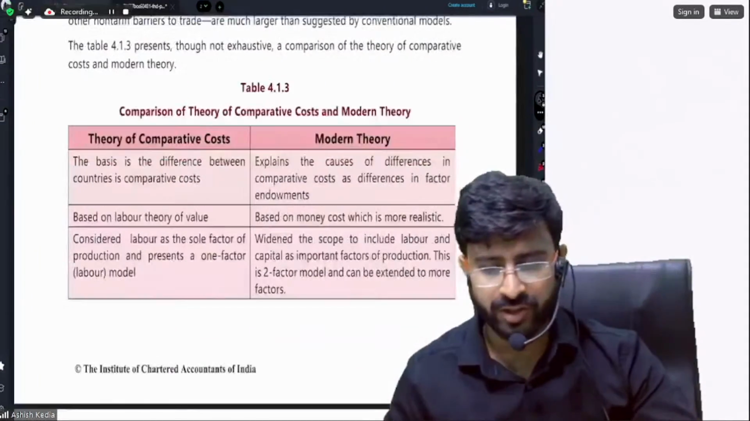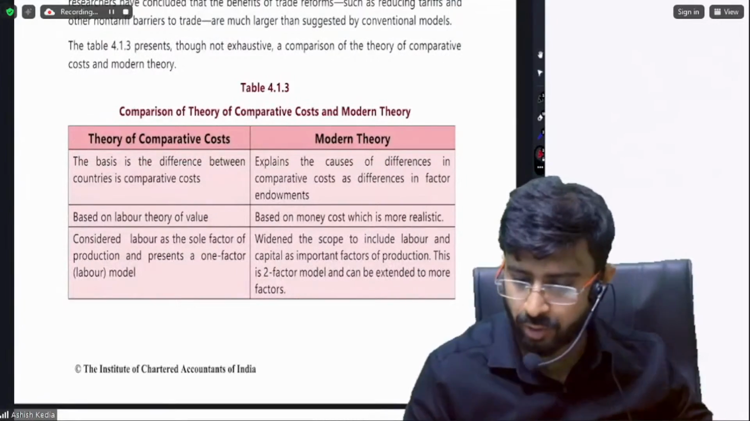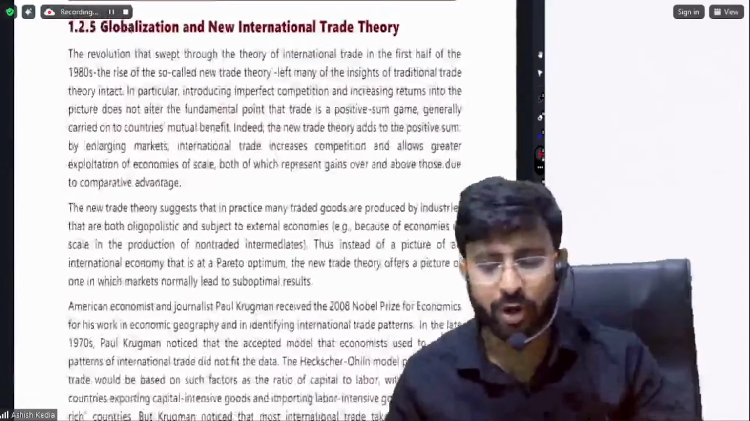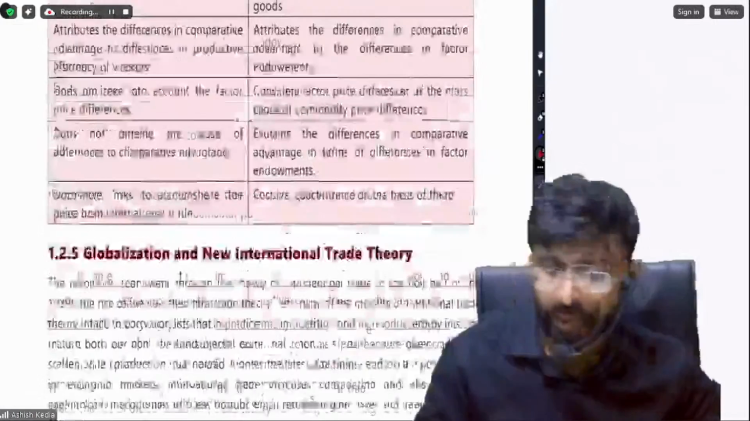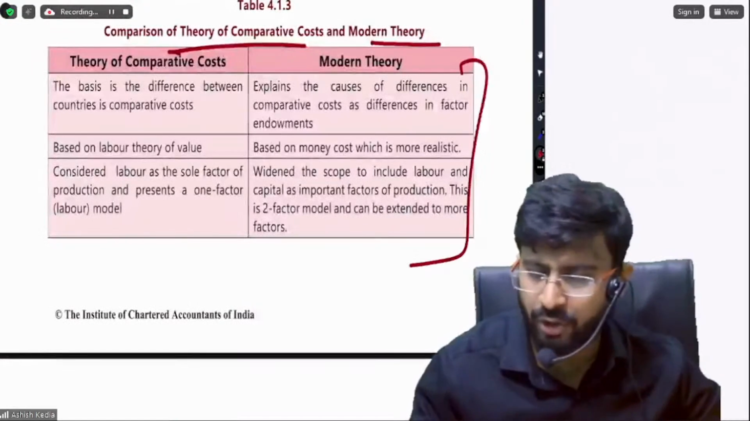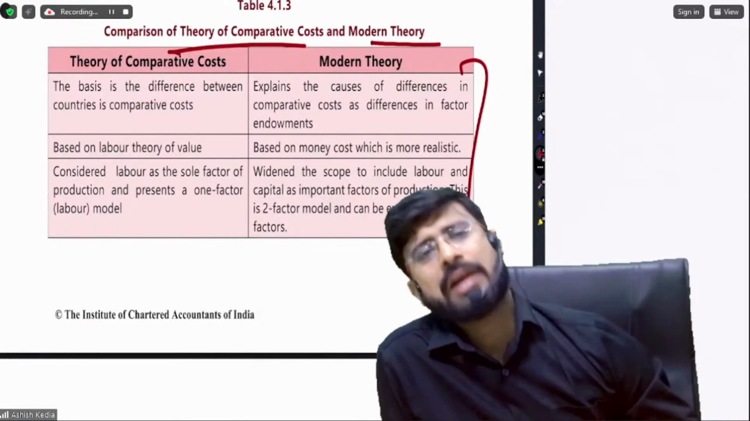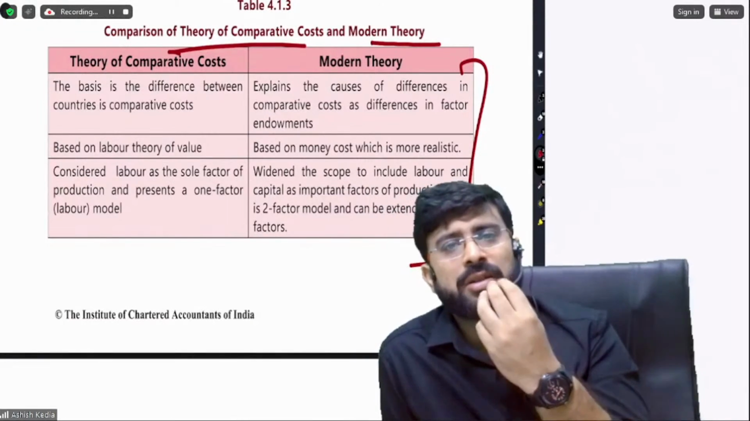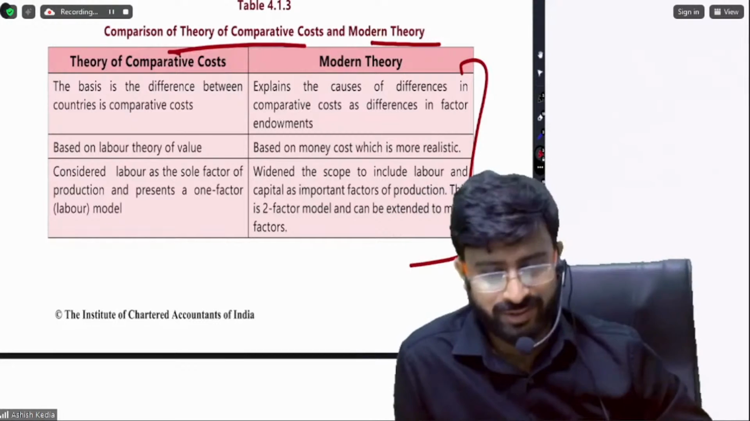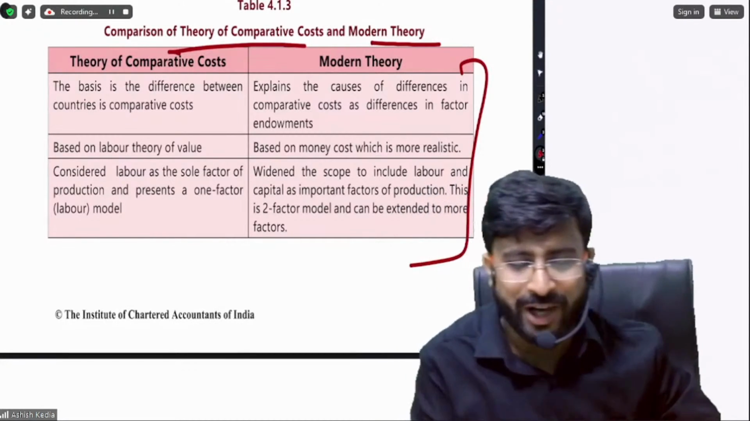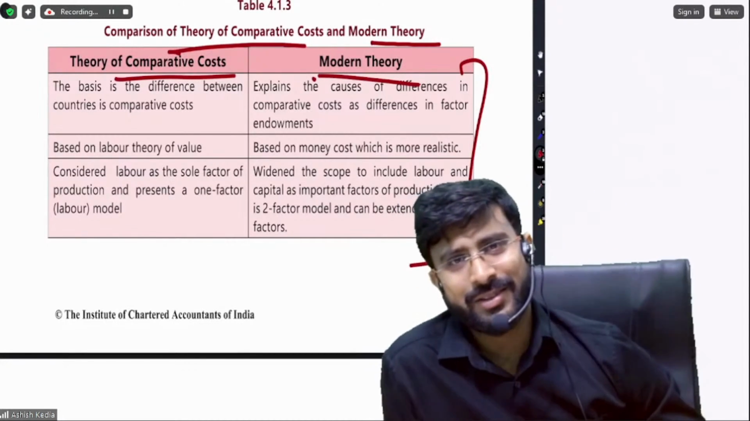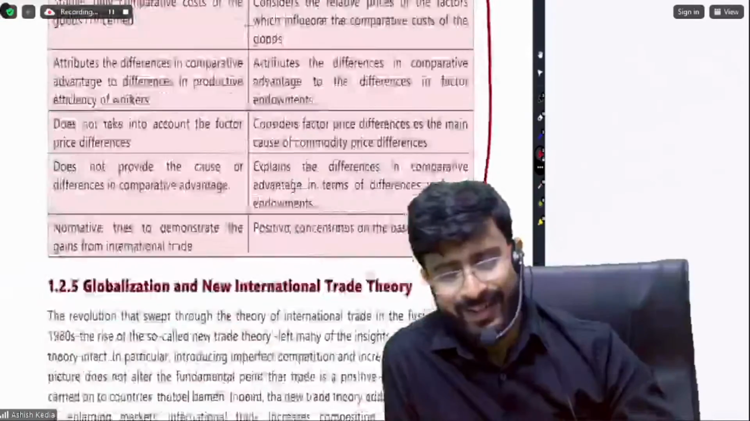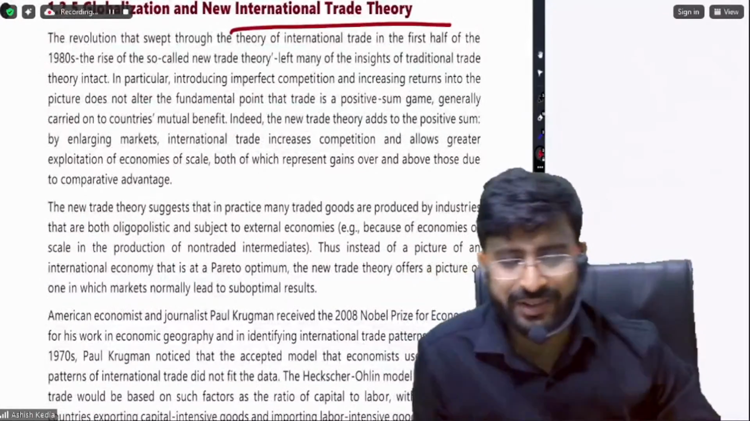Sir, we have one question. Why have you skipped this portion, the theory of comparative cost and modern theory? Friends, have you forgotten? We are preparing for an MCQ exam. If this requires reading, you can do a reading. But we are going to become chartered accountants, and the first thing is common sense. ICAI is not going to ask you for five differences between these two. So accordingly, we are moving to new international trade theory.